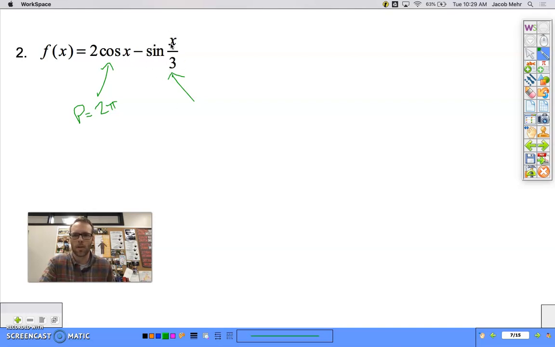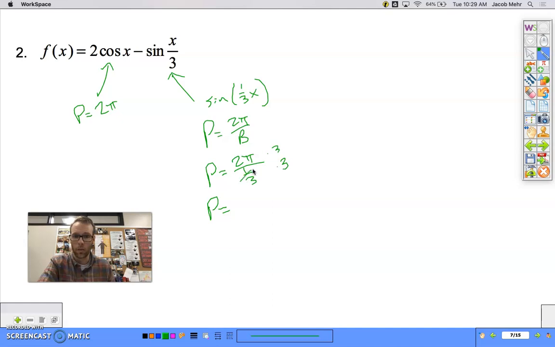We've got an x over 3, which is really 1/3 x. So we know that 1/3 is going to horizontally stretch it out by a factor of 3. If you really like the formula 2 pi over b, we would just say this is 2 pi over 1/3. Dividing by 1/3 is the same as multiplying by 3, which is 6 pi. So how often is this function f of x going to repeat when this part has a period of 2 pi and this part has a period of 6 pi?